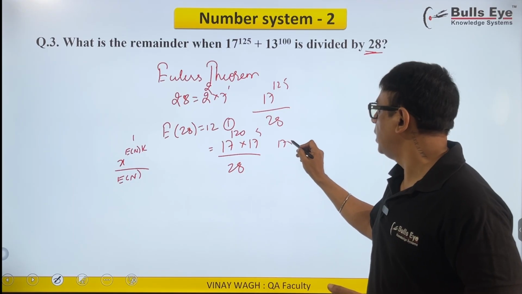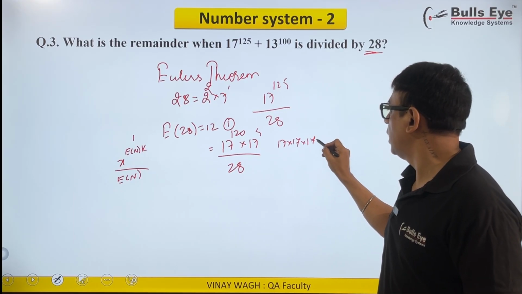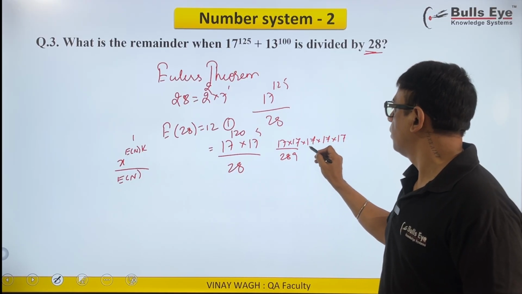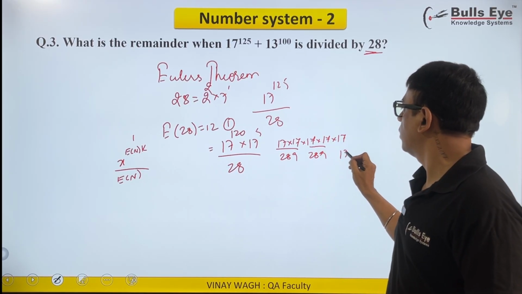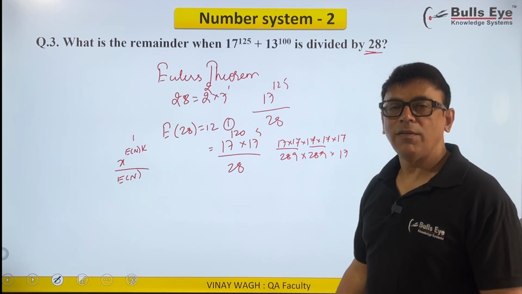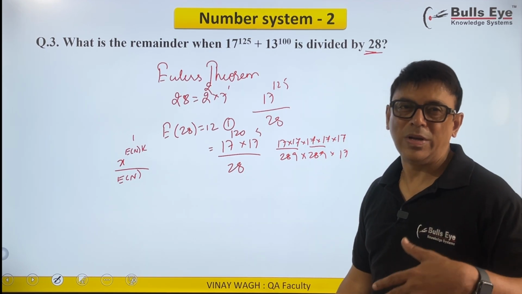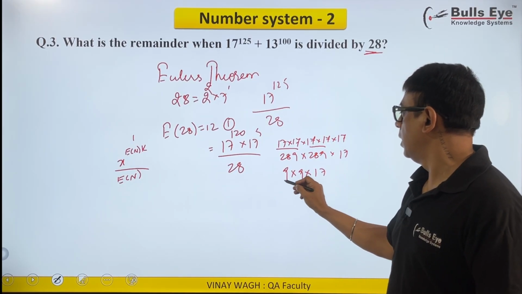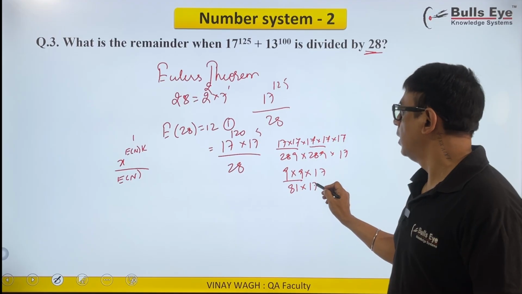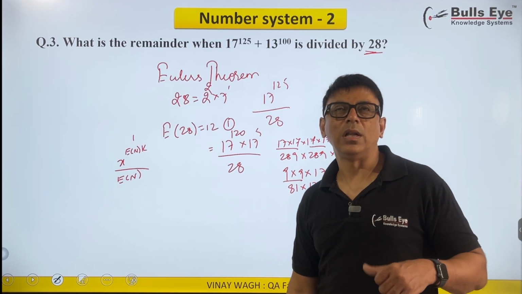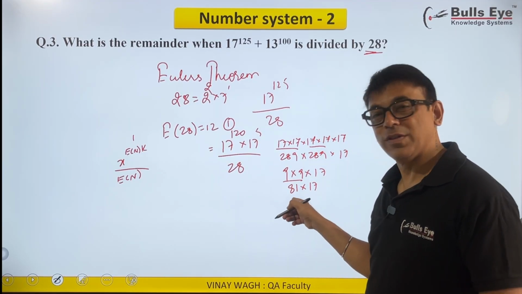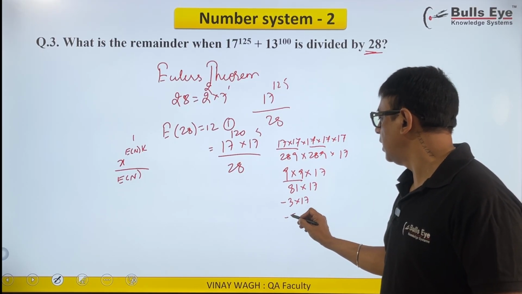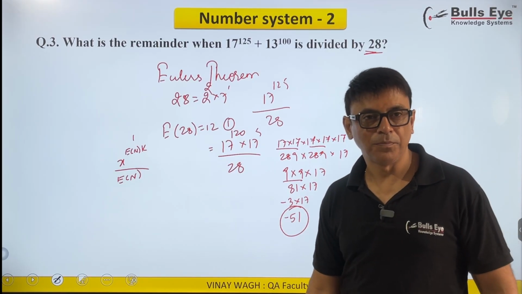17 raised to 5 is 17 into 17 into 17 into 17 into 17. 17 17s are 289. 289 divided by 28, the remainder is 9, since 28 tens are 280. So 9, and this is 17. 9 into 9 is 81. 81 divided by 28: 28 3s are 84, so this is 3 short of 84. The remainder is minus 3. So finally the remainder is minus 51.